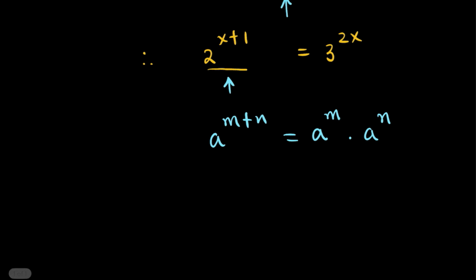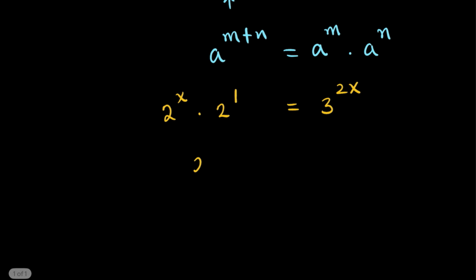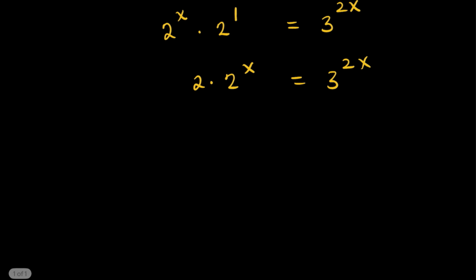So 2 raised to power x plus 1 becomes 2 raised to power x times 2 raised to power 1 equal to 3 raised to power 2x. This is simply 2 times 2 raised to power x equal to 3 raised to power 2x. Let us rewrite this as 3 raised to power 2x is equal to 2 times 2 raised to power x.